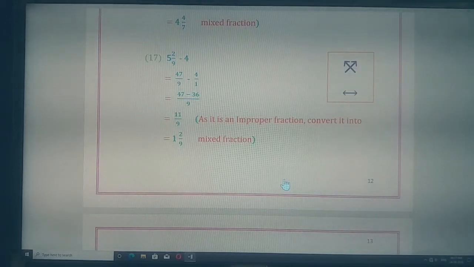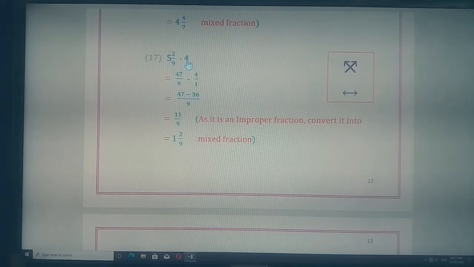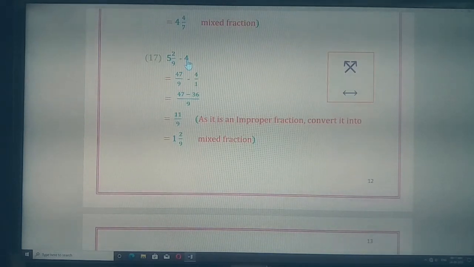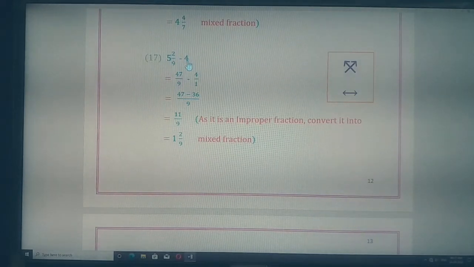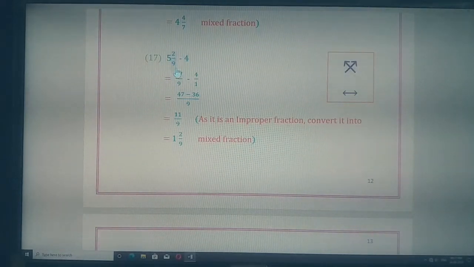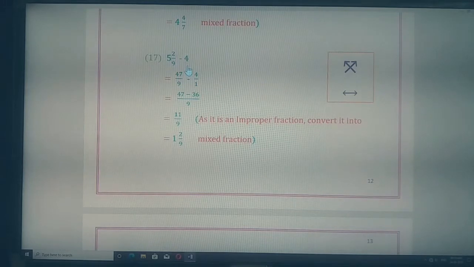In the 17th example, there is subtraction of a fraction and an integer. One of them is a fraction and the other one is a plain integer. The 17th example: 5 integer 2 upon 9 minus 4. 5 integer 2 upon 9 is a mixed fraction, while 4 is a plain simple integer. 4 does not have a denominator, while the mixed fraction has a denominator.